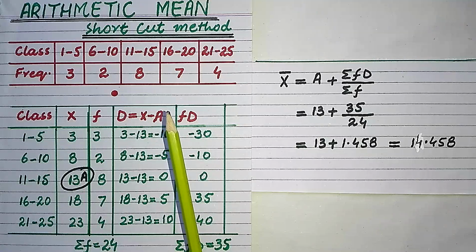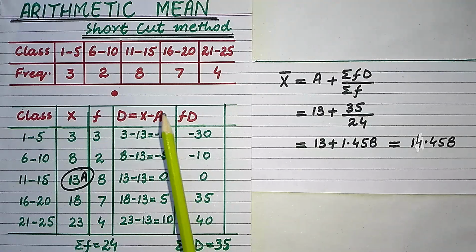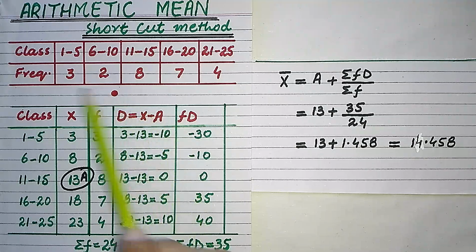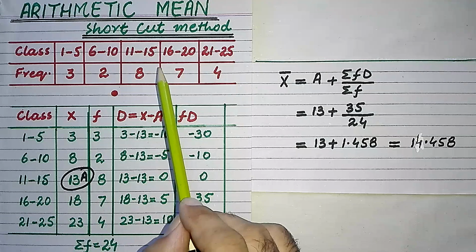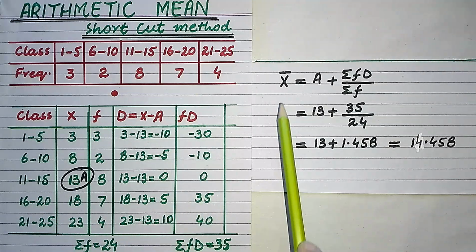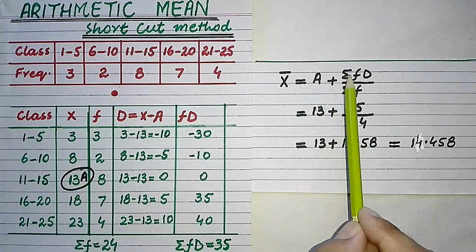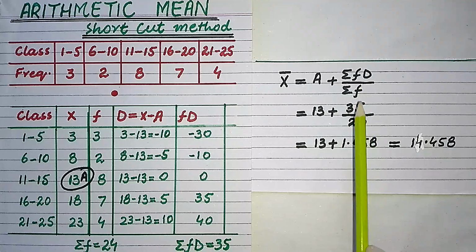So dear students, in this video we are to discuss how we can find the arithmetic mean of a group data by the shortcut method. Now dear students, this is a group data and the formula to find its mean by the shortcut method is x bar is equal to a plus sigma f d over sigma f.